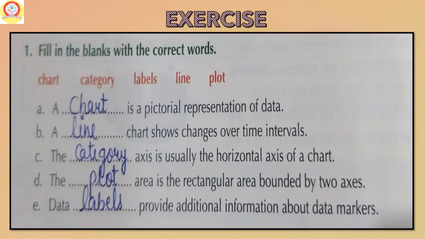Now children, open your textbook page number 54. Question number 1, fill in the blanks with the correct word. A1, a chart is a pictorial representation of data. B1, a line chart shows changes over time interval. C1, the category axis is usually the horizontal axis of the chart. D1, the plot area is the rectangular area bounded by two axes. E1, data label provides additional information about data markers.